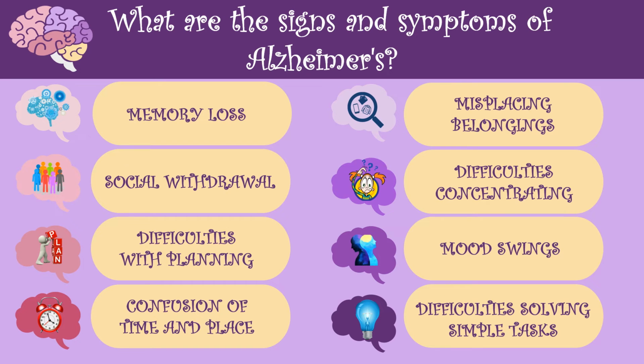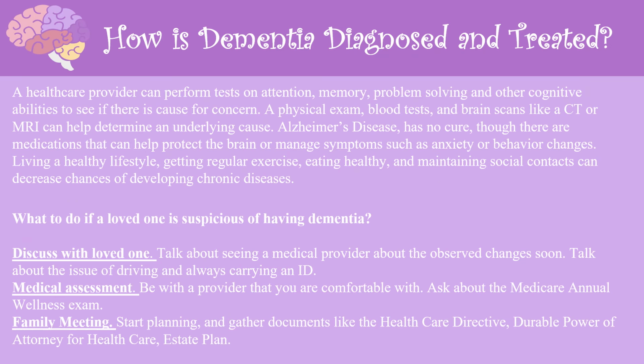What are the signs and symptoms of Alzheimer's? Memory loss, social withdrawal, difficulties with planning, confusion of time and place, misplacing belongings, difficulties concentrating, mood swings, and difficulty solving simple tasks are all signs and symptoms of Alzheimer's.